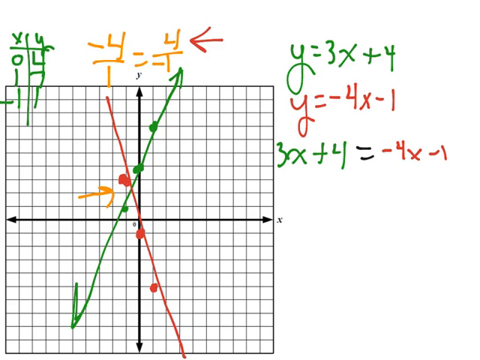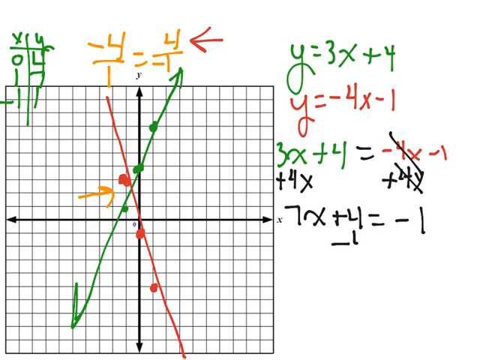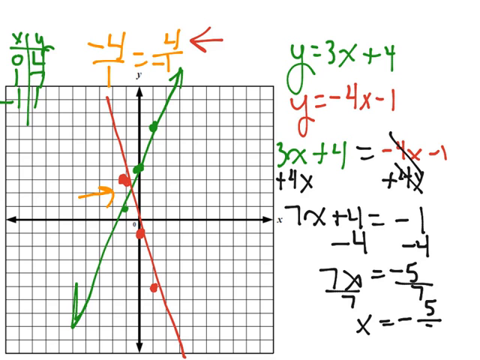Okay, so now I'm going to rework this whole thing, and I'm just going to use black ink for it. So I'm going to add 4x, and that cancels these out, and I get 7x plus 4 equals negative 1. So now I subtract 4 from this side, subtract 4 from this side, and I get 7x equals negative 5. Now I have to divide by 7, and I get x equals negative 5/7.